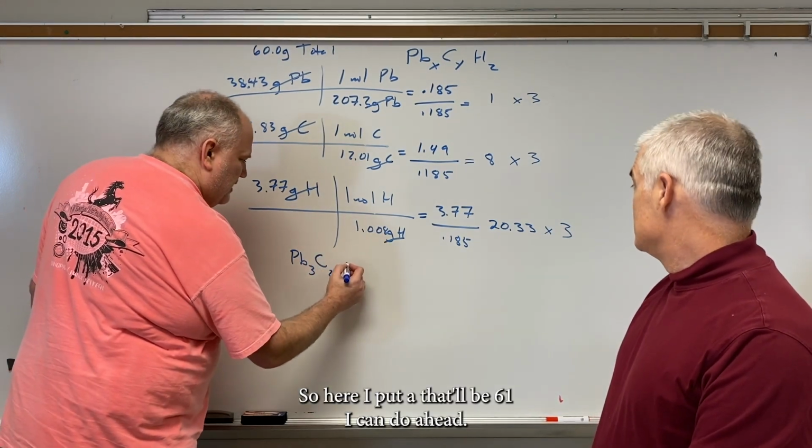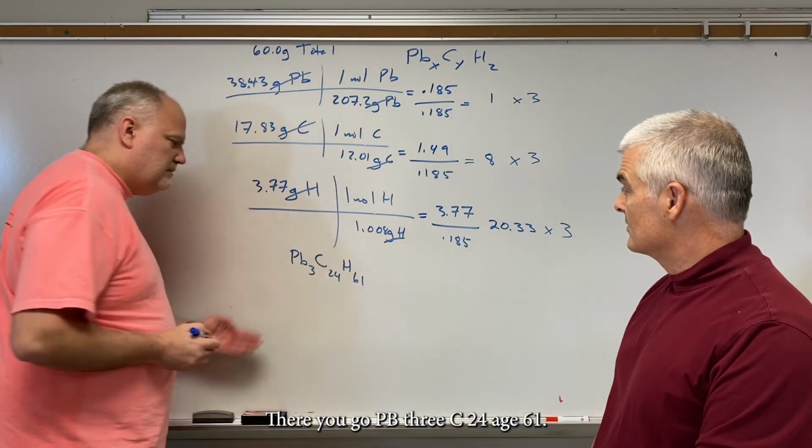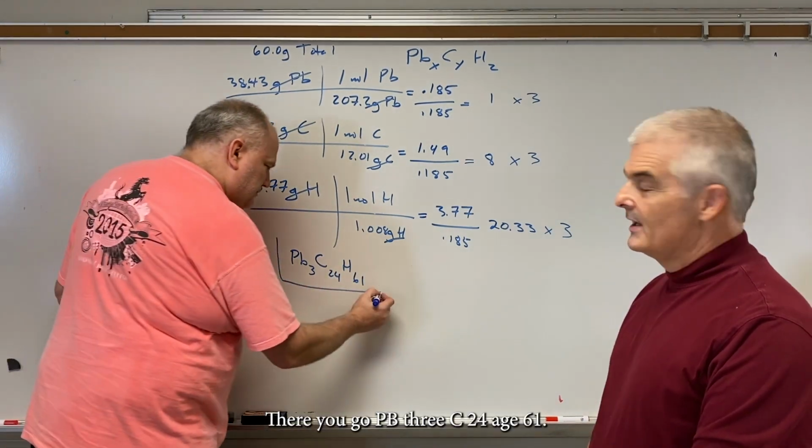So you're going to put it. That'll be 61. Yeah. There you go. Pb3, C24, H61.